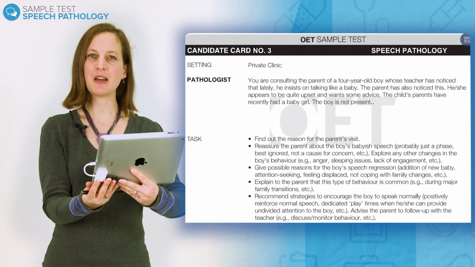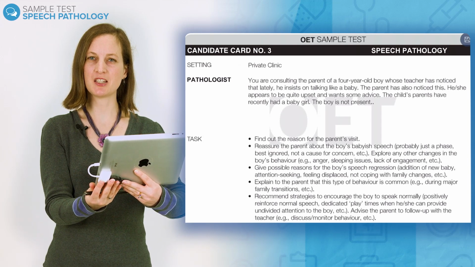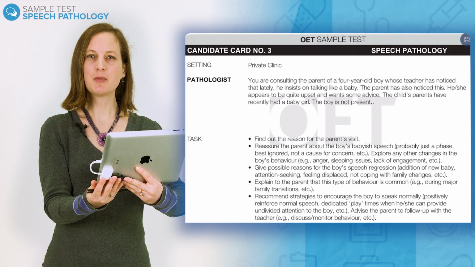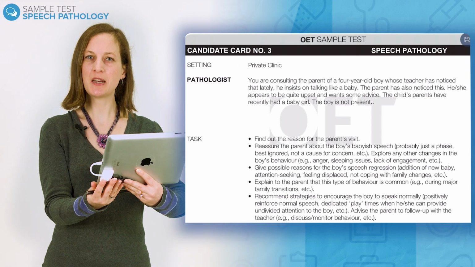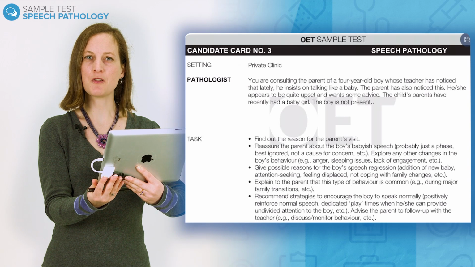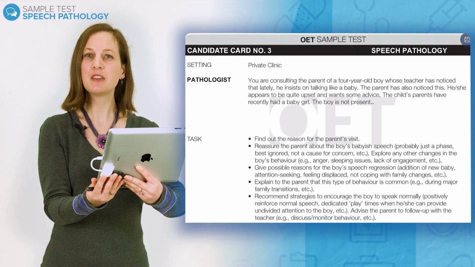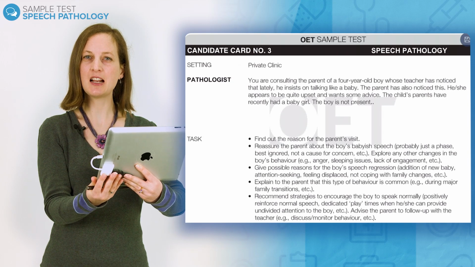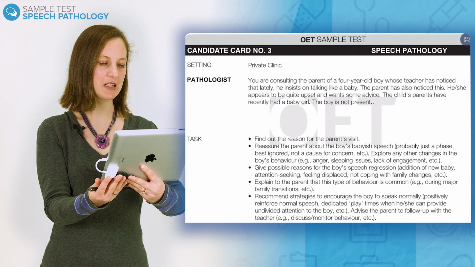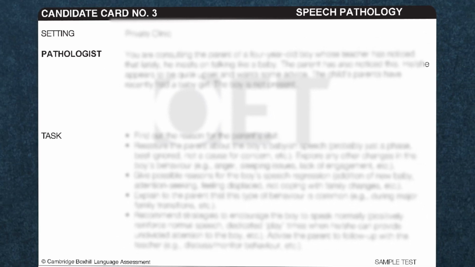Before each role play, you have 3 minutes to prepare for the conversation using the role card. Remember that you can ask the interlocutor questions during the preparation time. If there is a word you don't know the meaning of or how to pronounce, you can ask this during the preparation time, and if the interlocutor knows the answer, they can tell you. Let's look at a speech pathology card in more detail.